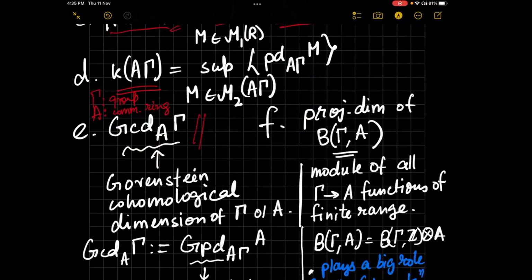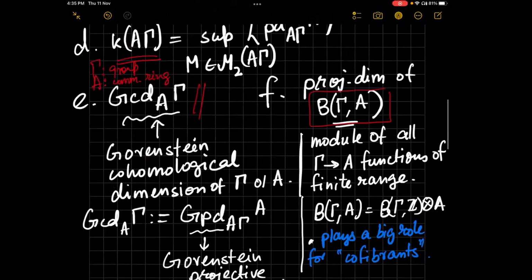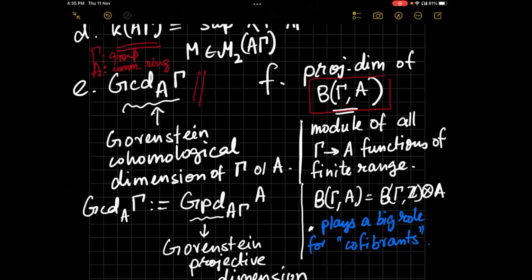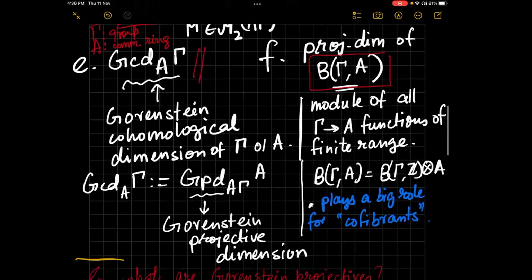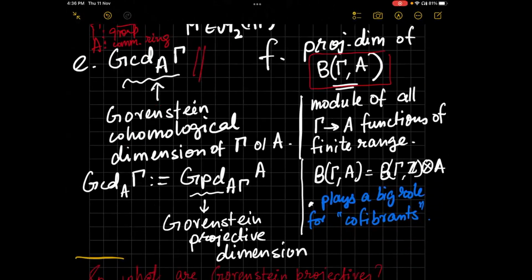And then I come to my first Gorenstein cohomological dimension and the projective dimension of a certain specific module that I'm going to denote like this, B of gamma comma A. I'll talk about B of gamma comma A first, because to talk about the Gorenstein cohomological dimension, I'll have to talk about complete resolutions and Gorenstein projectives. So B of gamma comma A is the module of all functions gamma to A.